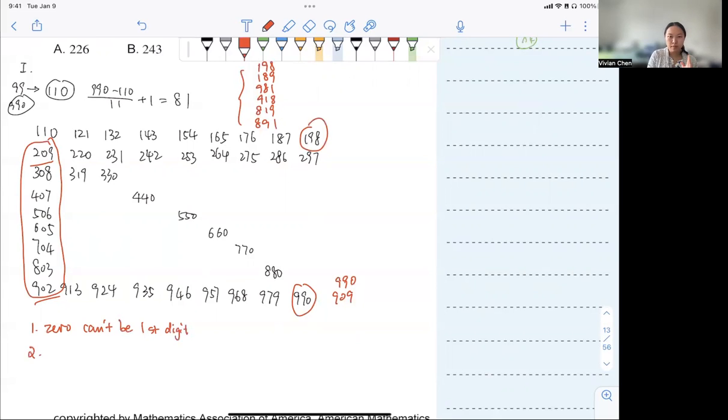And then you realize that some may have the same set of numbers. So even if 209 has 4 permutations, there are 209, 902, 290, and 920. Let me write them out. 209, 902, 290, 920. However, you can't just times 4 for everything here because 902 has the same set of numbers. So it also has these 4 permutations. So you cannot count them twice.